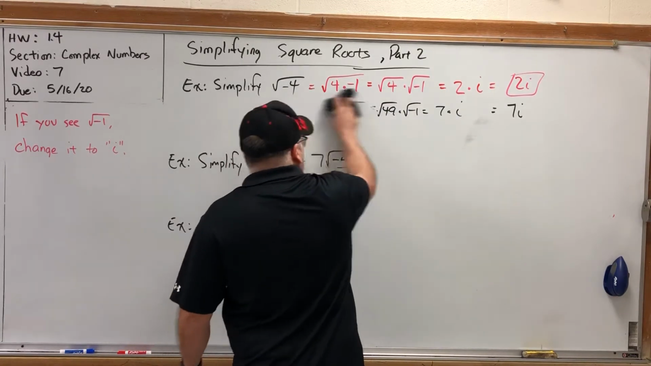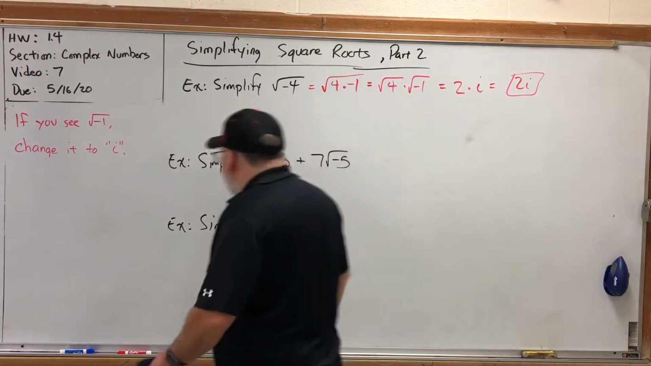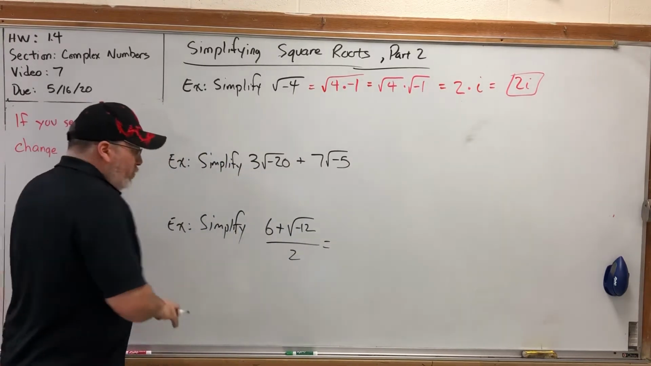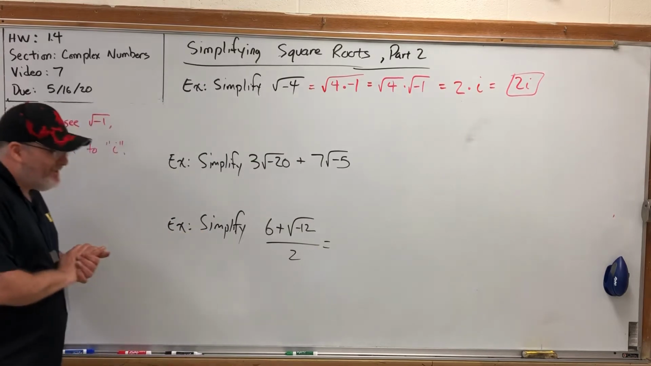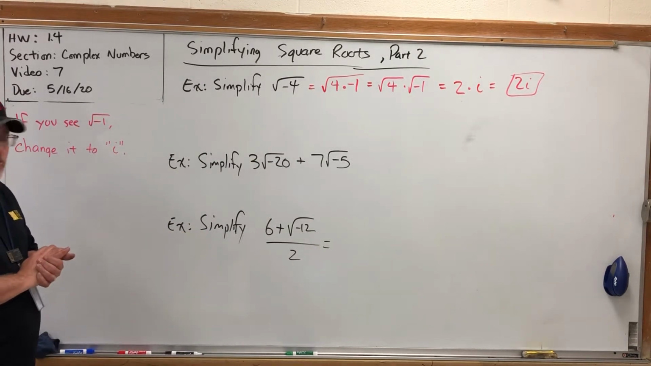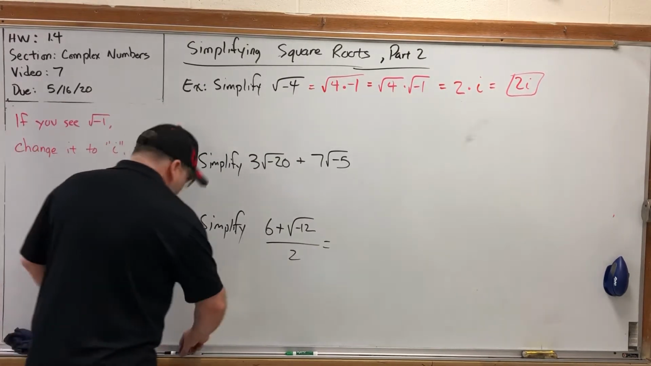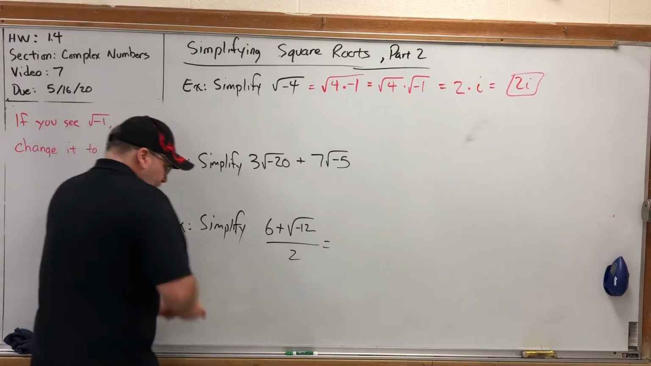All right, so let's take a look at the second example. Simplify 3 times the square root of negative 20 plus 7 times the square root of negative 5. Needless to say, our first objective should be to clean up the square roots. So let's start with the square root of negative 20.